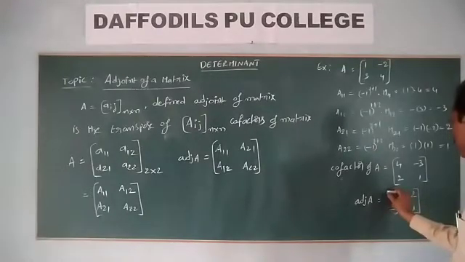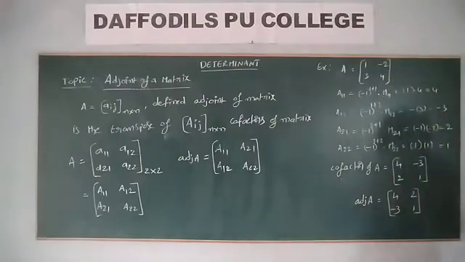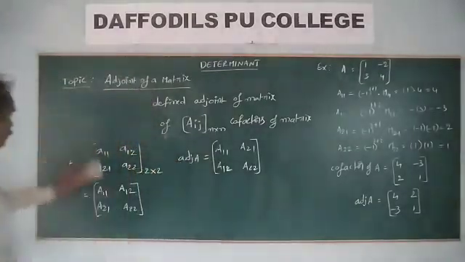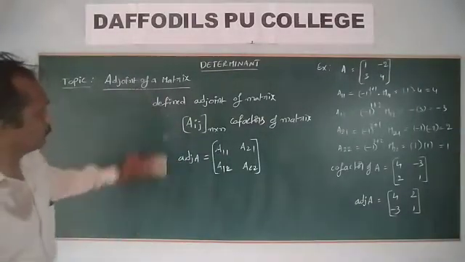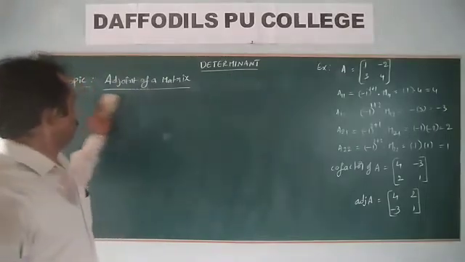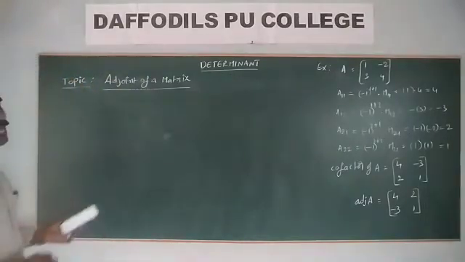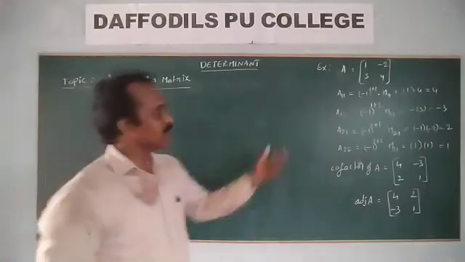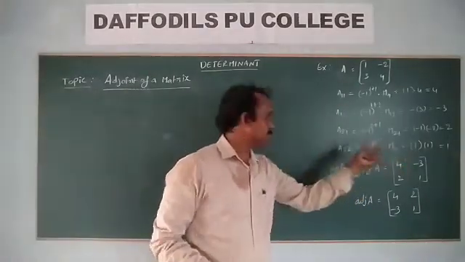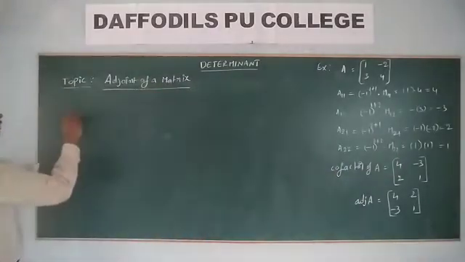So finally, like this we will find the adjoint A of a 2 by 2 matrix also. First of all, find the cofactors and take the transpose; that is adjoint A. Okay, right. For a 2 by 2 matrix, there is another method to do it directly, without all this process.